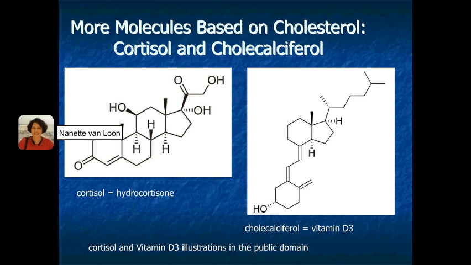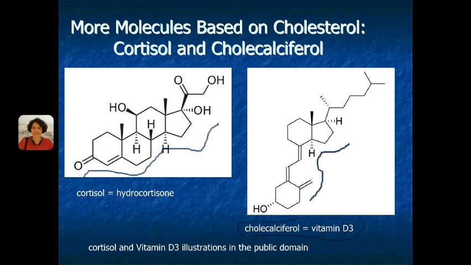Another two examples of molecules that have cholesterol as their building block are cortisol, which is also known as hydrocortisone, and cholecalciferol, which is none other than vitamin D3. You can readily recognize the cholesterol structure here in the hydrocortisone. In the vitamin D3, you can see that it has undergone a few modifications, but still it is based on the cholesterol molecule.